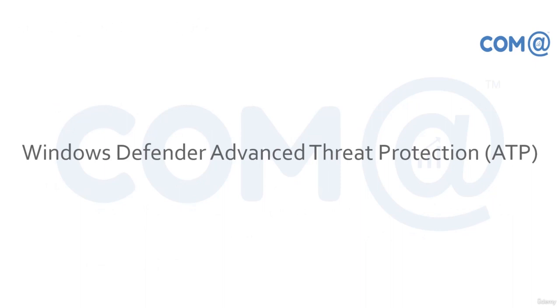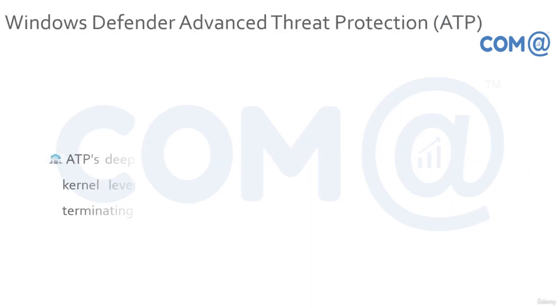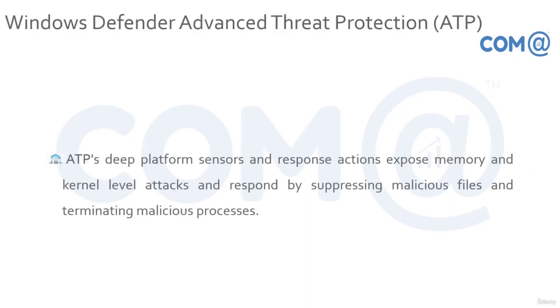And the other important feature is Windows Defender Advanced Threat Protection. Basically, this advanced threat protection is a deep platform sensors and response actions that expose memory and kernel level attacks and respond by suppressing the malicious files and terminating the malicious process.